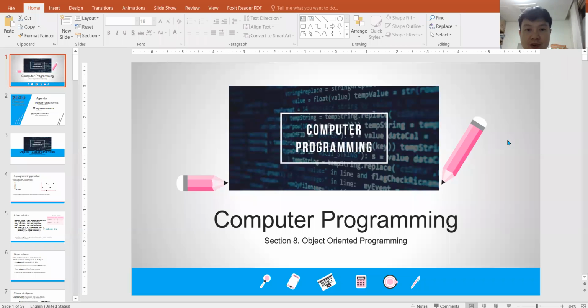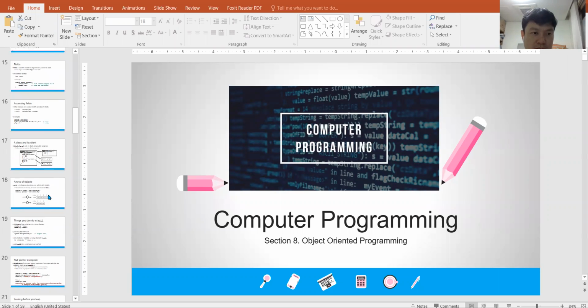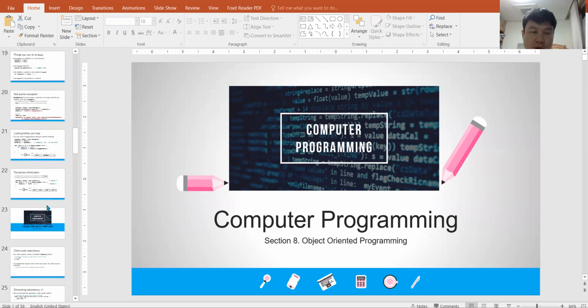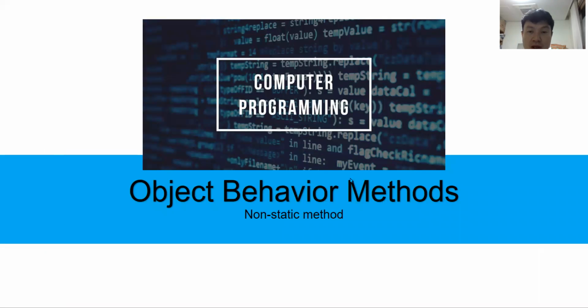Hello again, this is the course of computer programming and we are still discussing object-oriented programming. In the last video, we already did a very basic object-oriented program using one class, which is Point.java. Now we are going to learn more, which is related to object behavior, methods.